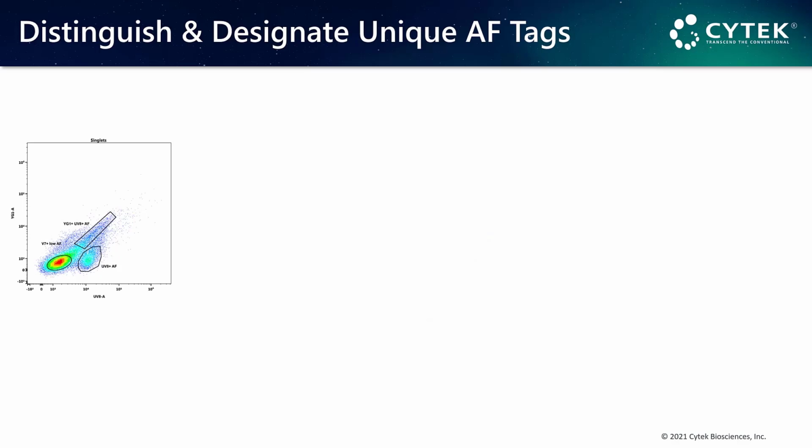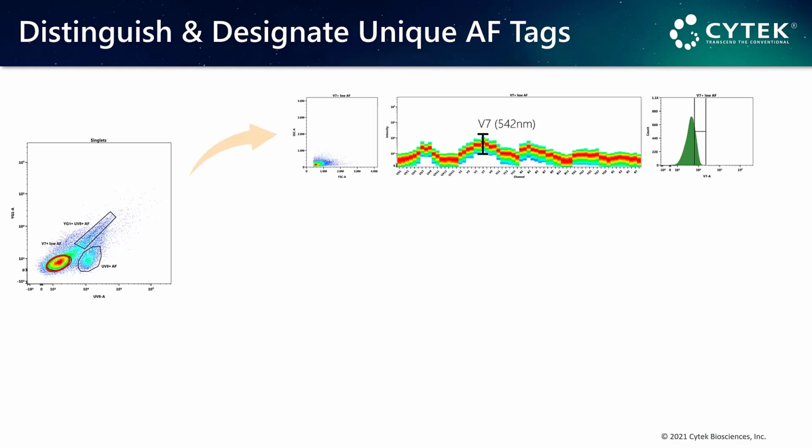Looking in detail at our UV8 versus yellow-green 1 plot, we find that there are at least 2, possibly 3 populations that we can gate. The first population is the most abundant population present within the sample. It has a low scatter profile, and the autofluorescence peaks in V7 at 542 nanometers, and we have called it V7 plus low AF.